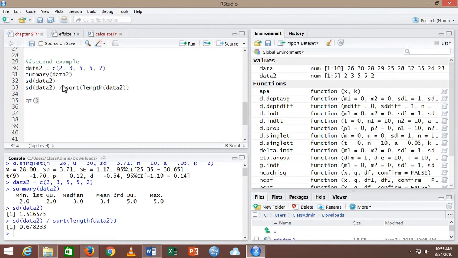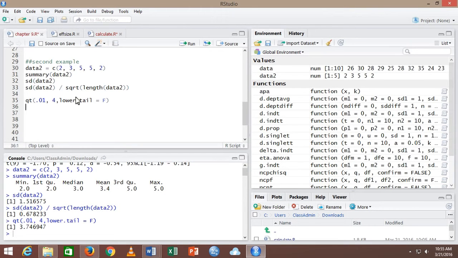We're going to use our QT code. So I got 0.01 this time, so this should be a fairly big number. As alpha gets smaller, so our p less than 0.01, the numbers should get bigger, because the smaller the percent in the tails, the further out you have to go. So the further away the cutoff score is. At 4 for my degrees of freedom, lower tail goes false this time. So we got 3.75. So that was even bigger than any of the ones we used on the last test. The biggest we got was 2.58.